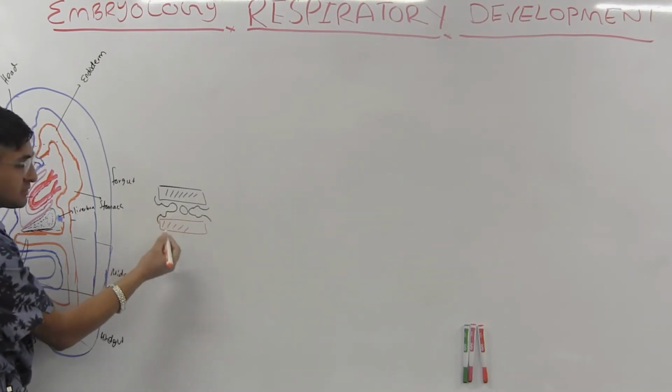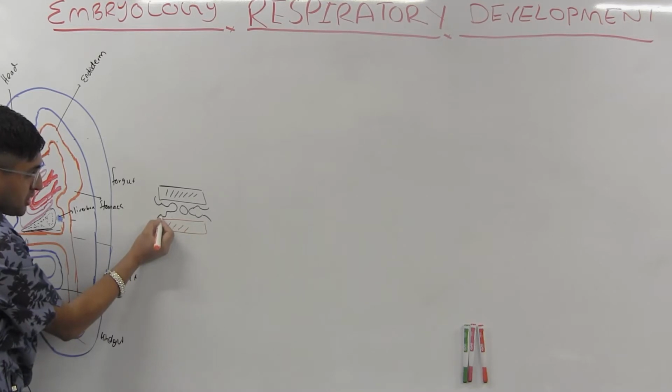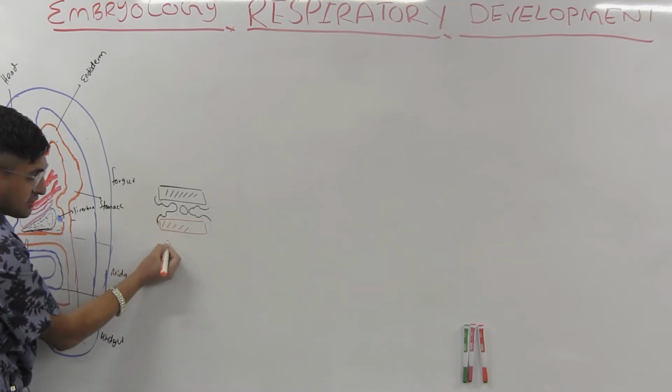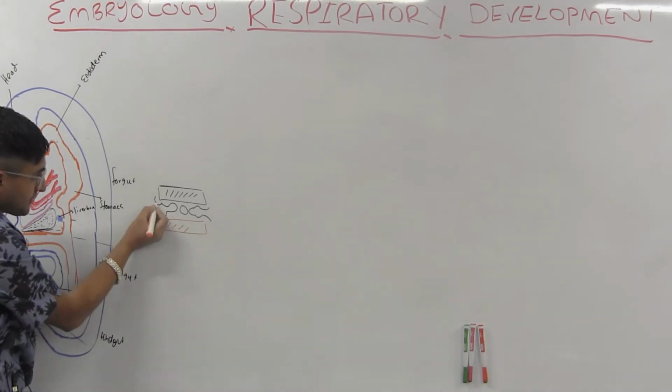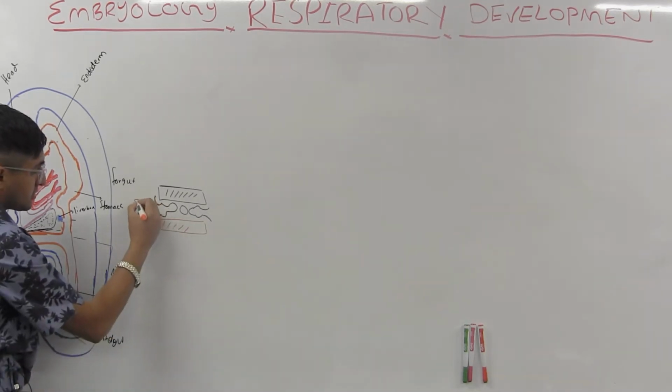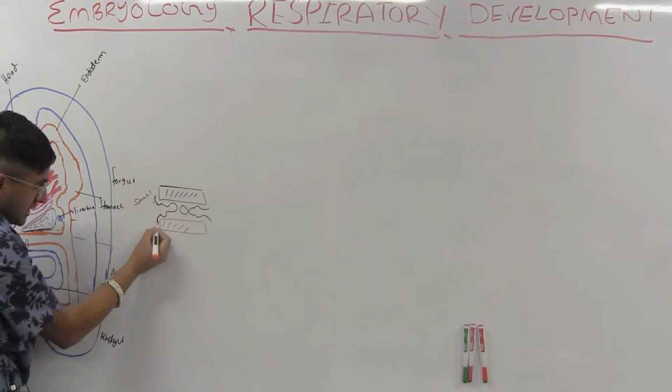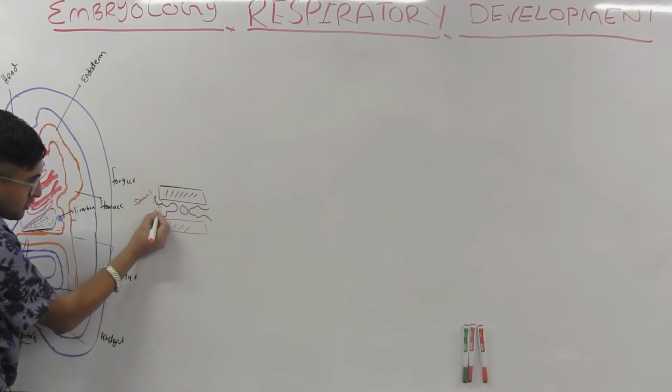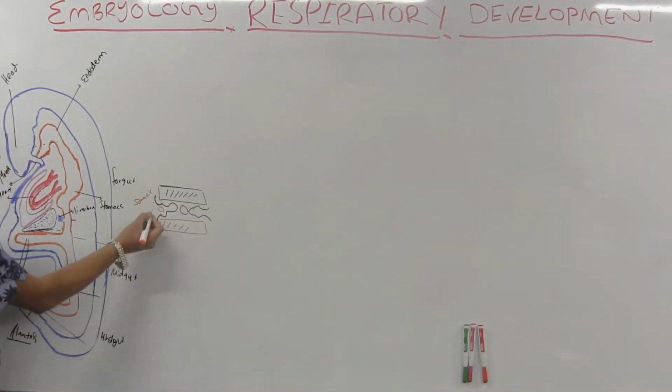The lateral mesoderm further divides into two parts. The layer going toward the endoderm we call splanchnic mesoderm, and the one going upward we call somatic mesoderm. In between this space is called the intraembryonic coelom, or cavity.